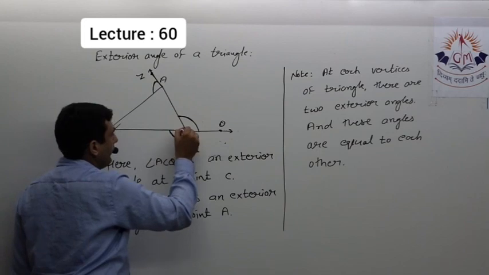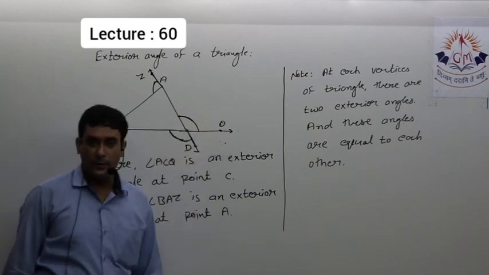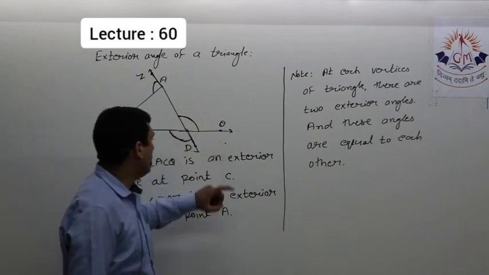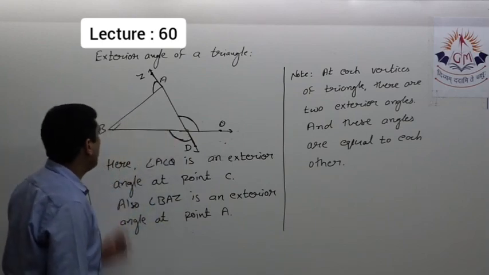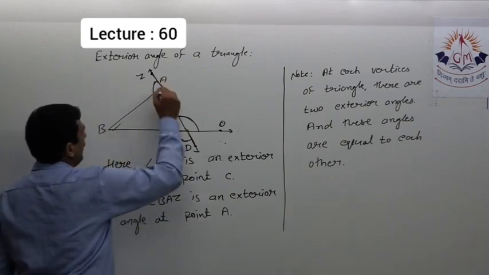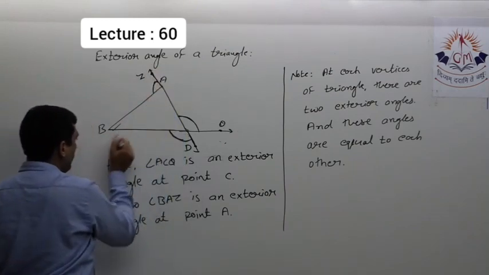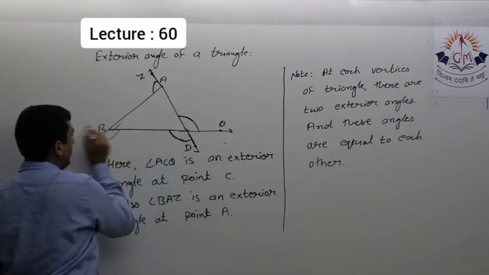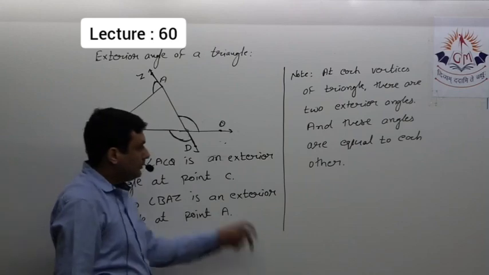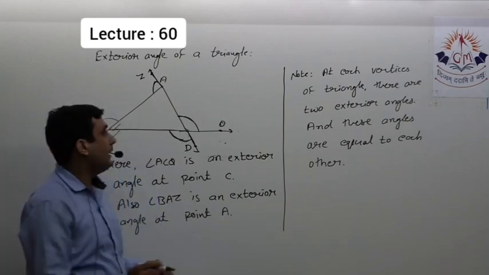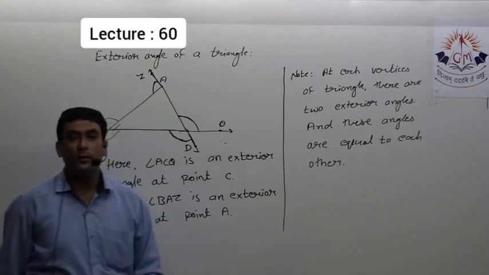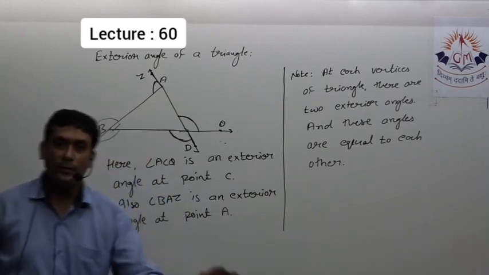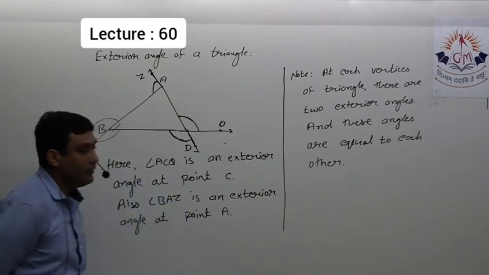Because they form a pair of vertically opposite angles. So at each vertex there are two exterior angles which are equal to each other. Okay, so that is all about exterior angles. See, if I extend AB, I will get two exterior angles here as well. Please note it down, then we'll see the exterior angle property.